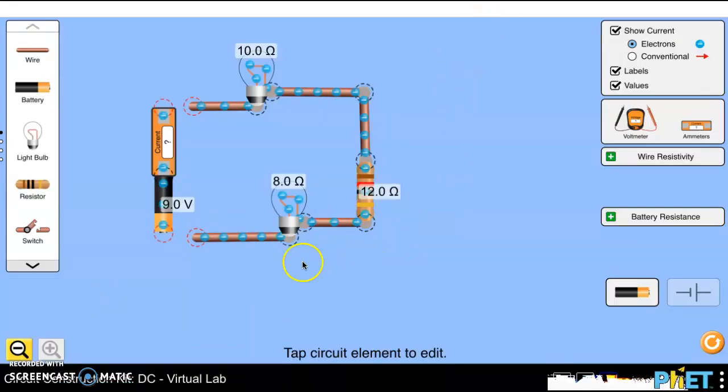I'll go back to the circuit construction kit and I'll connect it up, and you'll see that it equals 0.3 amps.